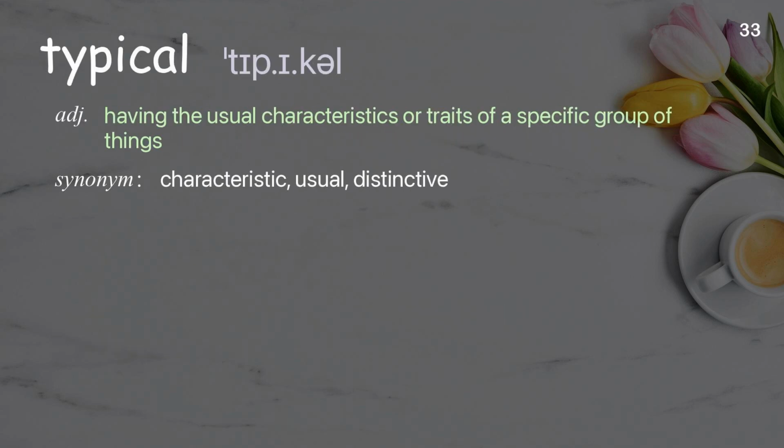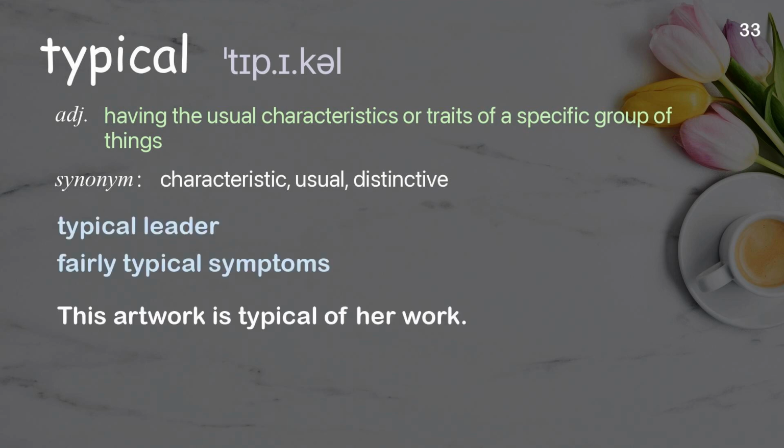Typical: Having the usual characteristics or traits of a specific group of things. Examples: Typical leader. Fairly typical symptoms. This artwork is typical of her work.